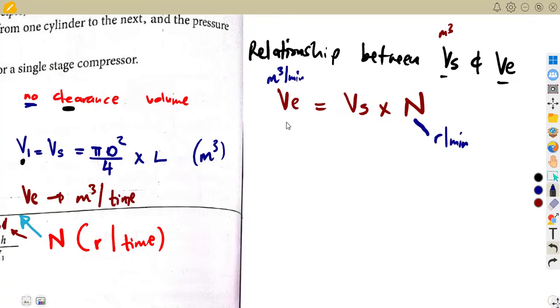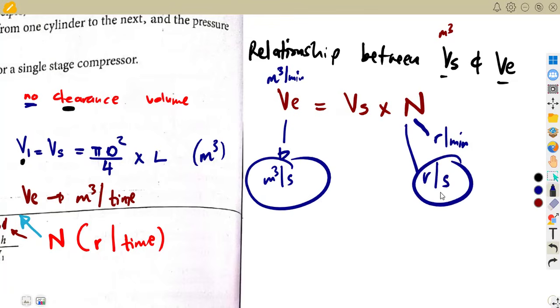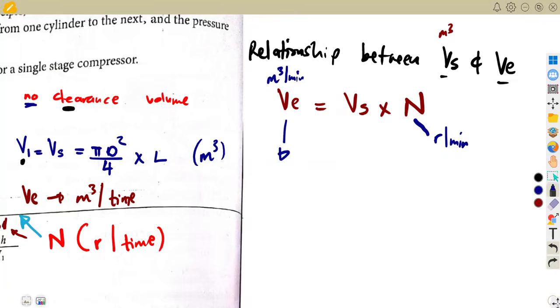If you want this volume to be in cubic meters per second, this speed must be in revs per second. But remember, per unit time. What time is given here? Second, second. Minute, minute. It must follow suit. If it does not follow suit, it means that is wrong. So like I said before, if that is cubic meters per minute, the relationship is this one. All right, that is the relationship.